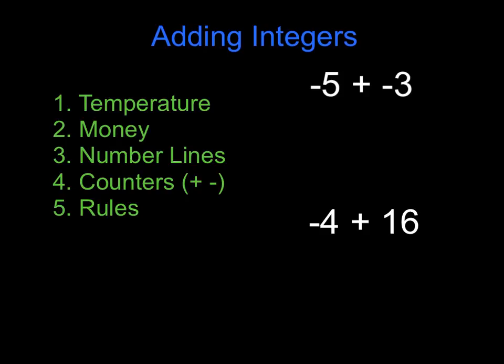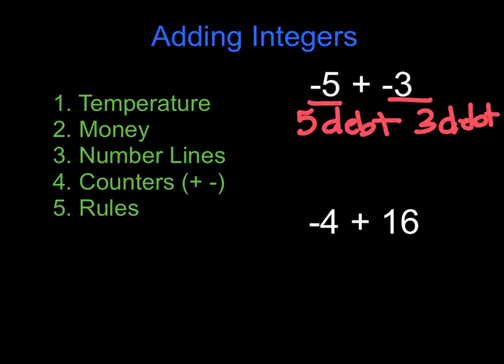Your next option is to think of it in terms of money. -5 represents a debt of $5. -3 represents a $3 debt. Well, you can put together a $5 debt and a $3 debt, and that's a total debt of $8, which ends up being the integer -8.